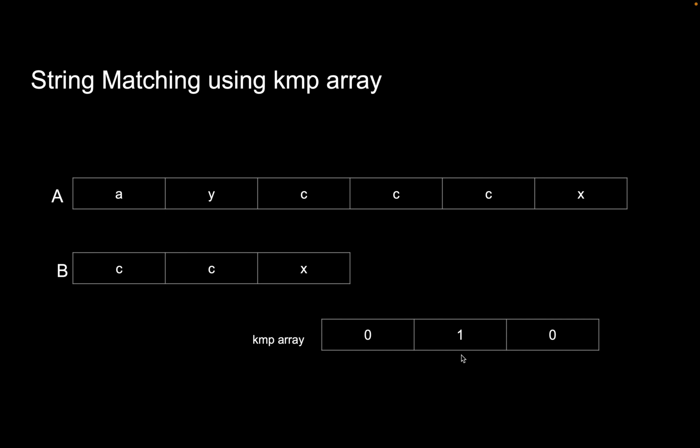So we generate a KMP array, and you can see initially it will be 0, and for cc there's a match, so we set it to be 1. That's a prefix suffix of length 1, a prefix of c and a suffix of c. And then for ccx it will become 0 again, as you can notice that c does not match with x.